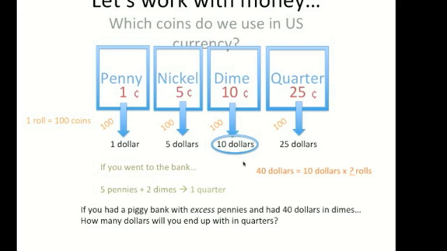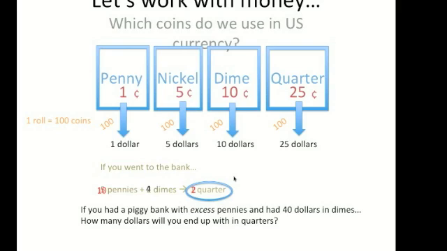Well, 1 roll gives me $10, so I can divide both sides by $10. 40 divided by 10 gives me 4. So 4 rolls, and each roll gives me $10, so I should be up at $40. So if I've got 4 rolls of dimes now, I can plug that back into the equation again. I've got 4 divided by 2. I need to double my equation. Bam, bam. Am I talking about 2 quarters specifically, or am I talking about 2 rolls of quarters?